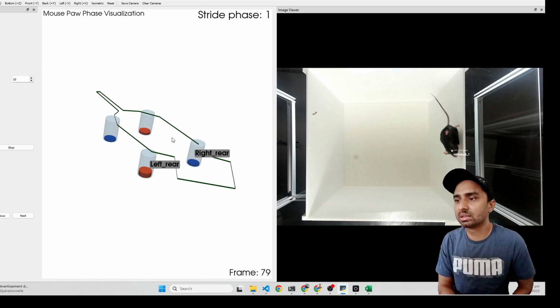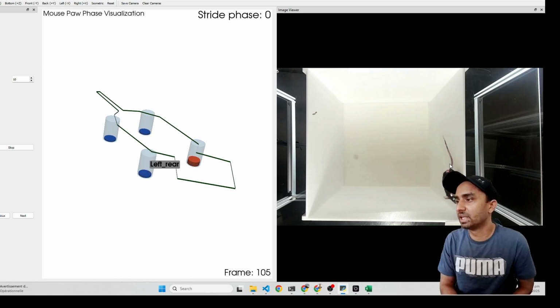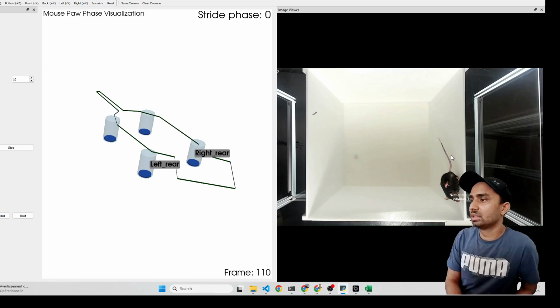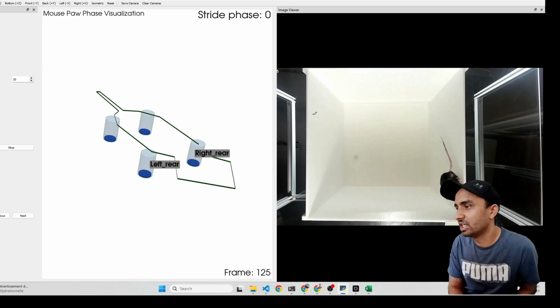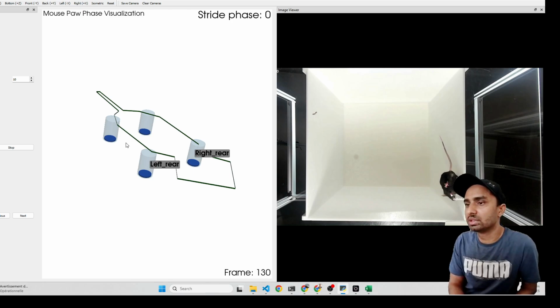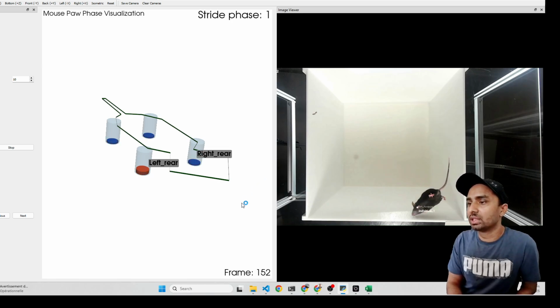This visualization tool is really, really useful to visualize the paw. Even if there are minor changes in the movement that we cannot see with our eyes, because it's difficult to find pixel changes, with this visualization tool it's really useful to find the movement and to get analysis.